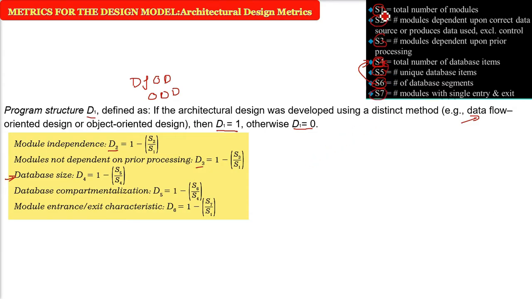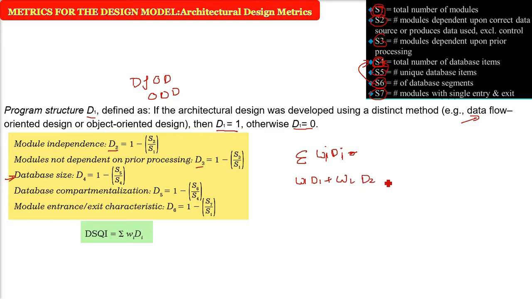This is S7 by S1; compute it and subtract it from 1. So D1 till D6, this is how we get. We have to give numbers to S1 to S7. These D1 to D6 can be easily computed. And DSQI will be simply the sum of WiDi, where i is the subscript. That is, you have to do W1 D1, W2 D2, like this.